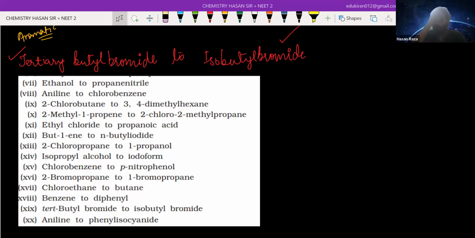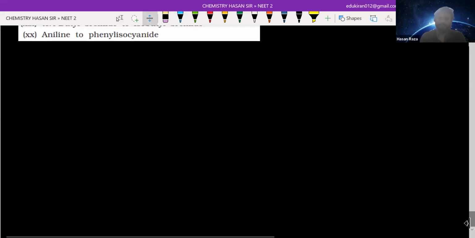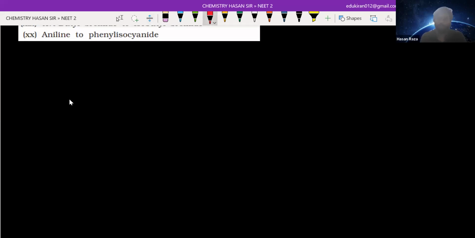Okay, both of you. Aisha, so I'm going to explain this part. Tertiary butyl bromide to isobutyl bromide. And then you are going to practice. So you can take a screenshot. These are important questions from NCERT. So first I'm going to write the structure of tertiary butyl bromide. So tertiary butyl means 4 carbon and it should be tertiary. So C and I'm going to write Br. That means 4 carbon is there and this is your tertiary butyl bromide.